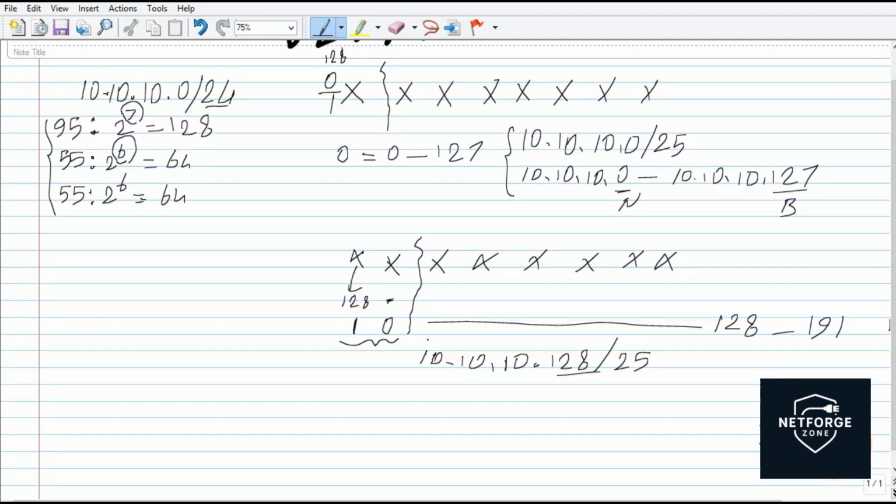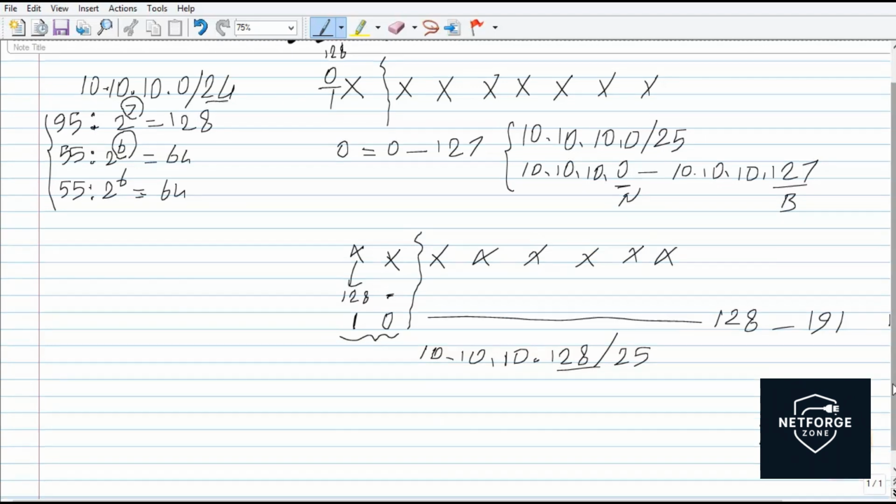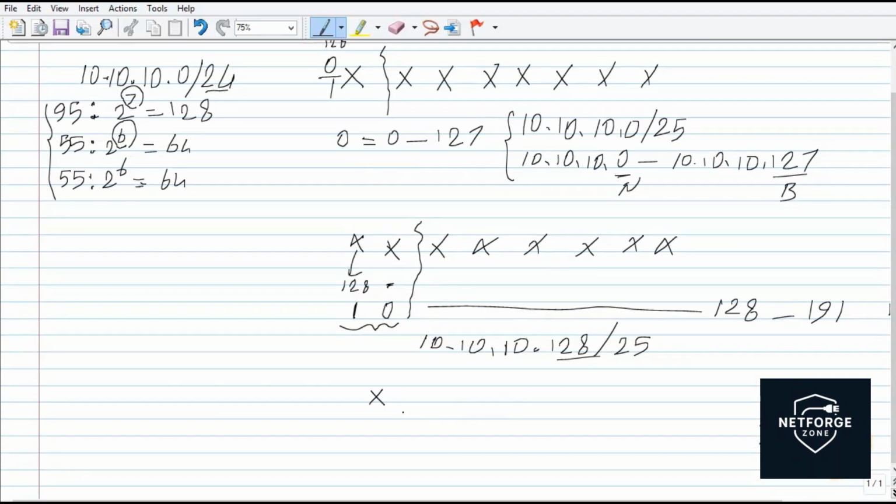Again, I need to write all of these down. This is the first bit, second bit, third, 4, 5, 6, 7, and 8. I know that this can be only 1, and this cannot be 0 because we have used 0. So I write 1 again. And this is my division line, so the rest can be anything. This has a value of 128. This has a value of 64.